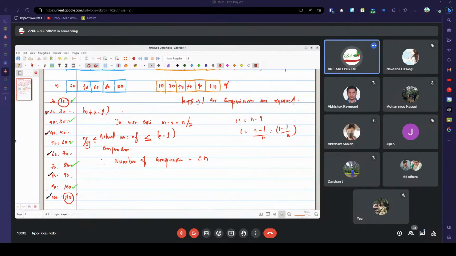Therefore, generally, the time complexity of merging, of the merge algorithm, is Cn, or some C in between 1 by 2 and 1 minus 1 by n.